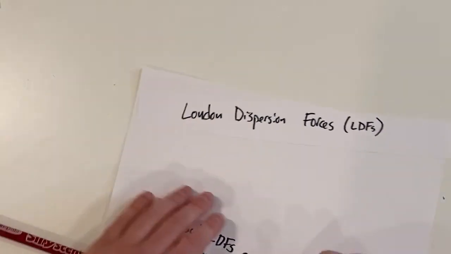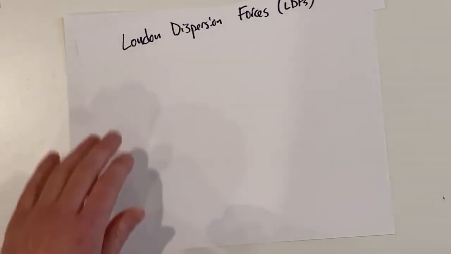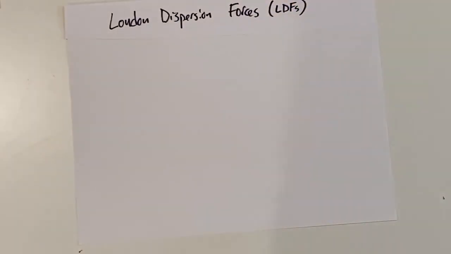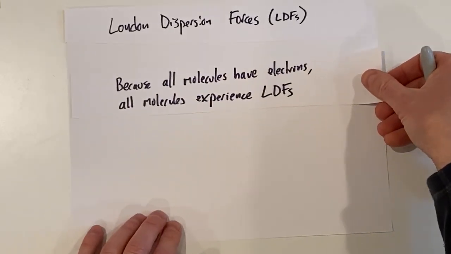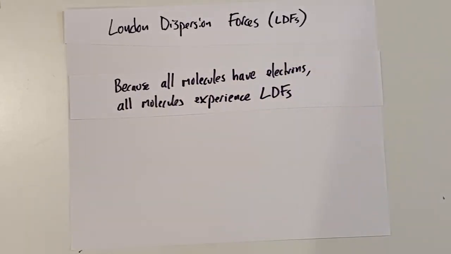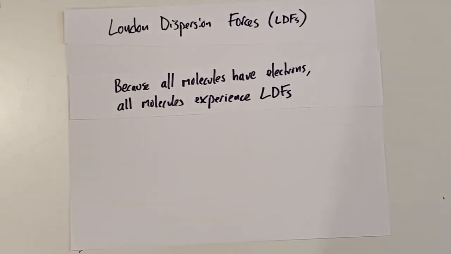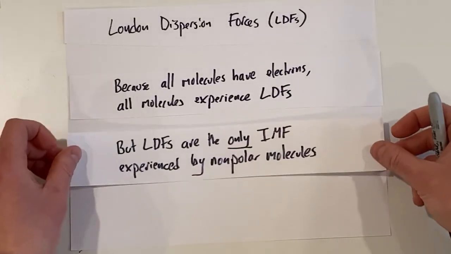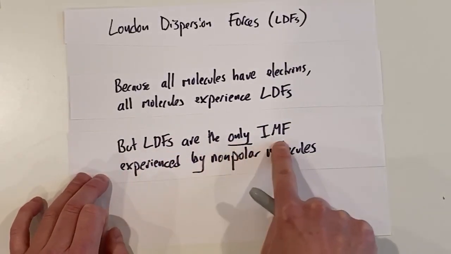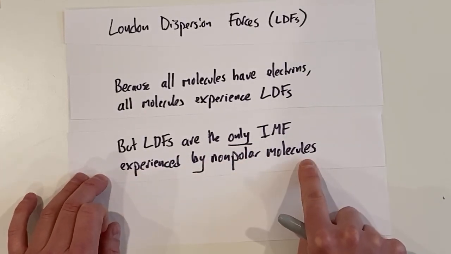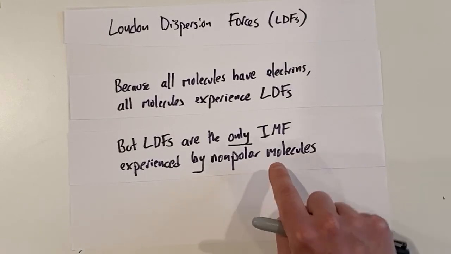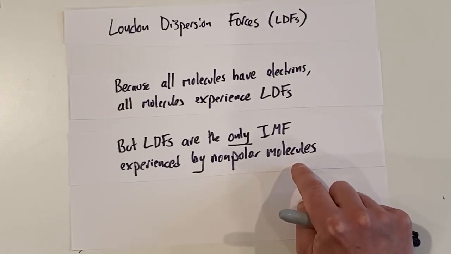Okay, so let's talk about London dispersion forces briefly and summarize them. All right, now, all molecules have electrons. So therefore, all molecules experience London dispersion forces. What we showed earlier was Cl2, a nonpolar molecule, but all molecules could have the electrons zooming over to one side or the other. So all molecules experience London dispersion forces. However, London dispersion forces are the only intermolecular force experienced by nonpolar molecules. They don't have permanent dipoles, so they can't have dipole-dipole forces, and they can't have hydrogen bonding as well.